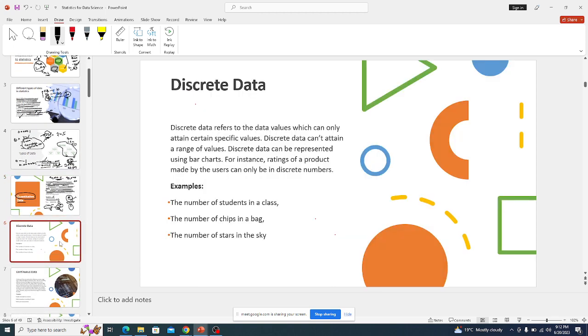Okay, let's start with the discrete. Discrete data refers to data values which only attain certain specific values. Discrete can't attain a range of values. We don't have a range in discrete data. For example, a range is like saying we need values between 0 and 2.